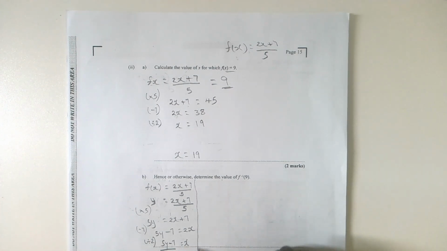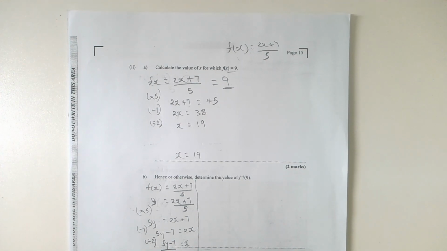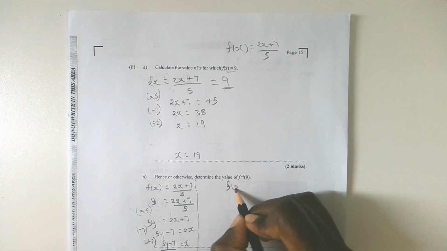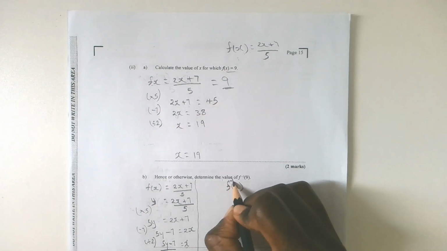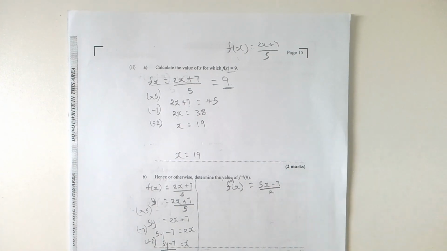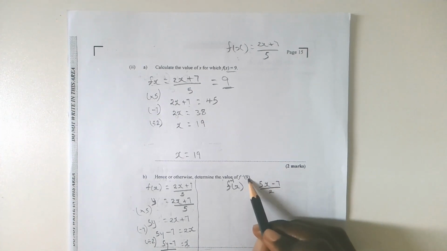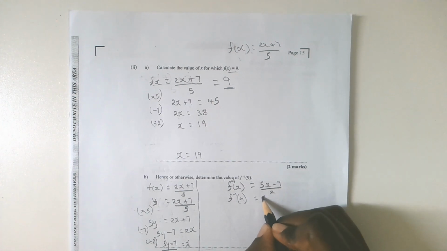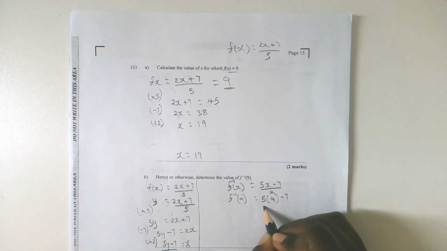To find the inverse of f of x, we're going to change our x to y and our y to x. So we're going to have 5x minus 7 over 2 is equal to y. And this is our f inverse formula. So now that we have that formula, f inverse x is equal to 5x minus 7 divided by 2. So that is our formula now. Now we need to just substitute our 9 value. That is going to be 5 times 9 minus 7 divided by 2.